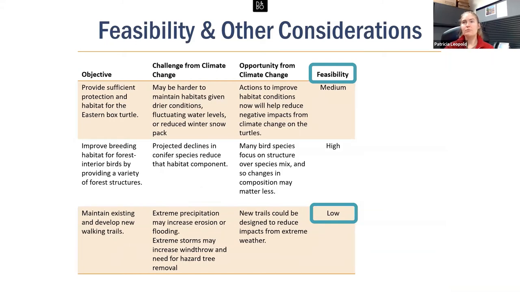So climate change may make some management goals and objectives more difficult to achieve in the future, and there may be situations in which they need to be altered or refined to better account for anticipated climate impacts. If some of your management objectives have low feasibility, or if they no longer seem sensible under climate change, for example, managing for a species that is likely to experience severe decline, then that's an instance where you might want to reconsider your management objectives or your broader management goals.